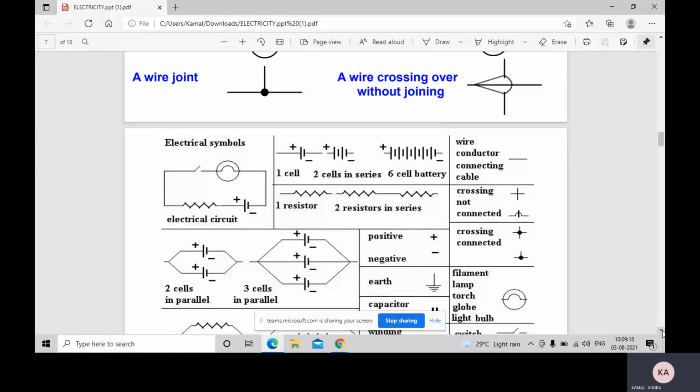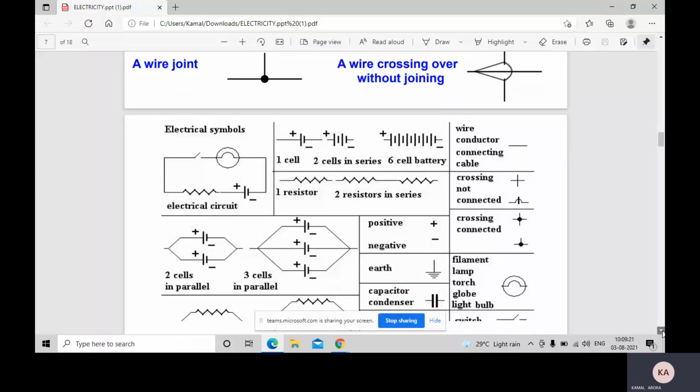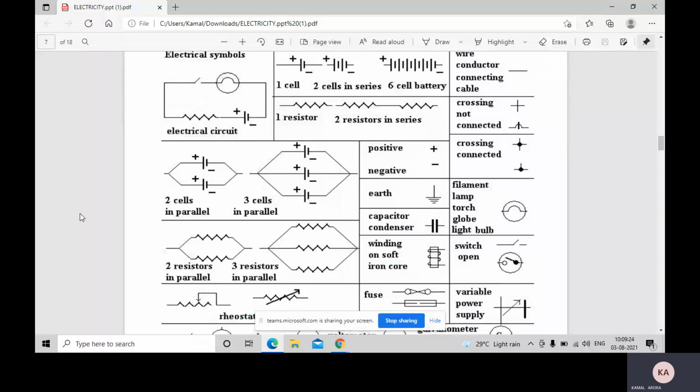It is made up of generally copper or aluminum. In household wiring, we use a copper wire. Here, two cells are connected in parallel, three cells are connected in parallel. Next, positive is represented by plus, negative is represented by minus, and earth is represented by this symbol. Okay, that's all for today.